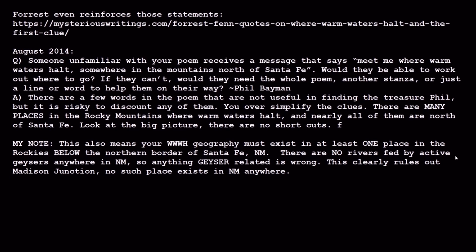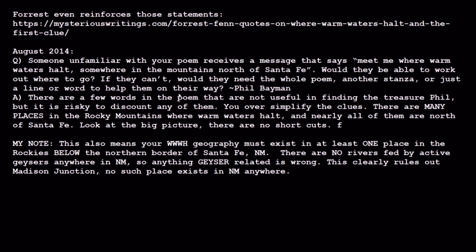Back in 2014, someone asked Forrest, "Someone unfamiliar with your poem receives a message that says, 'meet me where warm waters halt, somewhere in the mountains north of Santa Fe.' Would they be able to work out where to go?" In other words, would they know where to meet me? "If they can't, would they need the whole poem, just another stanza, another line, or a word to help them on their way?"